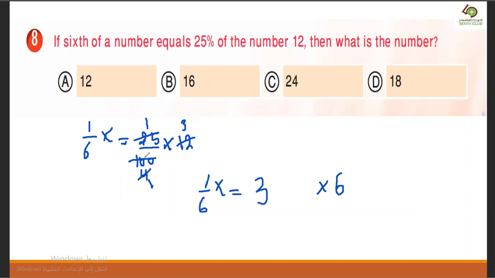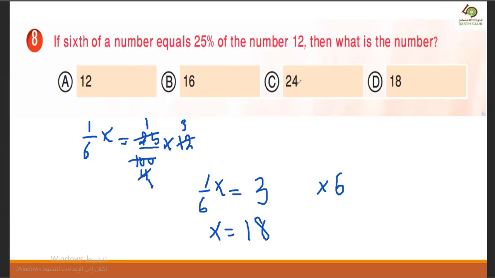Because 100 is divisible by 25, you can simplify it with 25. It's a quarter. 25 is a quarter of 100. Okay? Now, x will be what? 6 times 3, it is 18.